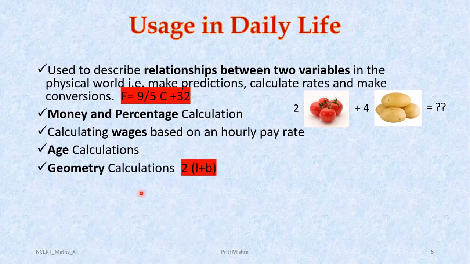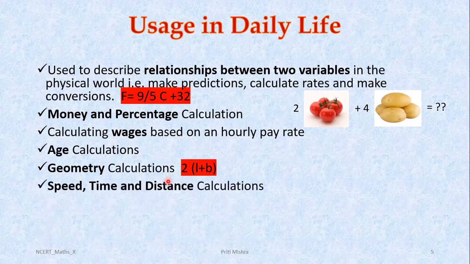Next, in geometry calculations, yes, we are using these linear equations in geometry too, in the form of formulas. You calculate many times the perimeter of a rectangle, which is 2 into (L plus B). L and B are variables here. So this is a linear equation here. Just like this, we have so many formulas based on linear equations in our geometry, right?